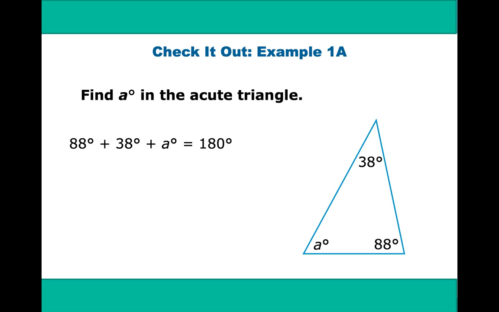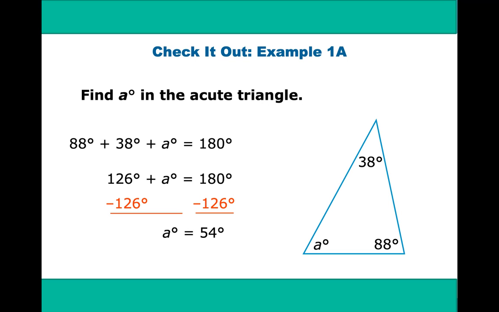All right, here we go. 88 plus 38 plus a. Combine those first two numbers. Get rid of the 126 to get the a by itself, which gives you a is 54 degrees. This has all three angles below 90 degrees, giving us an acute triangle.